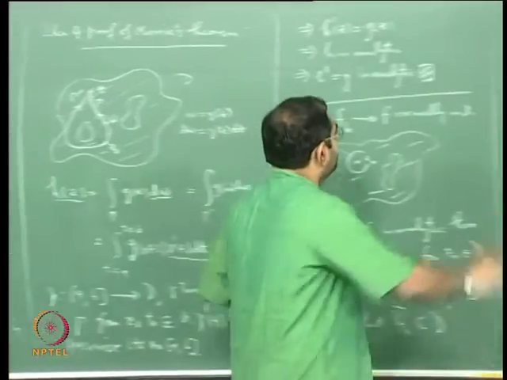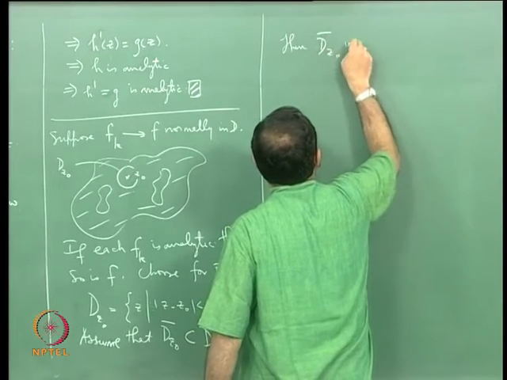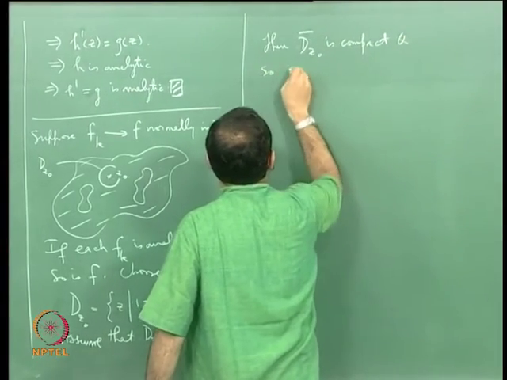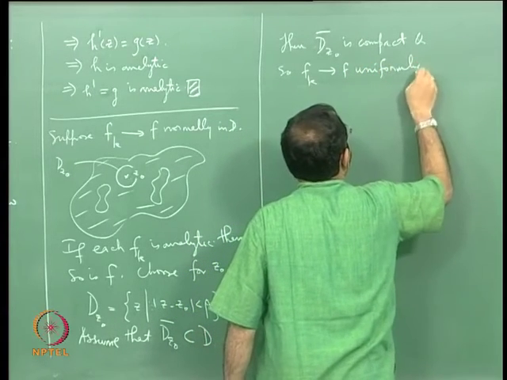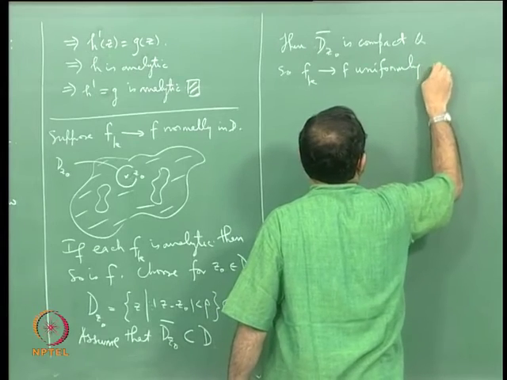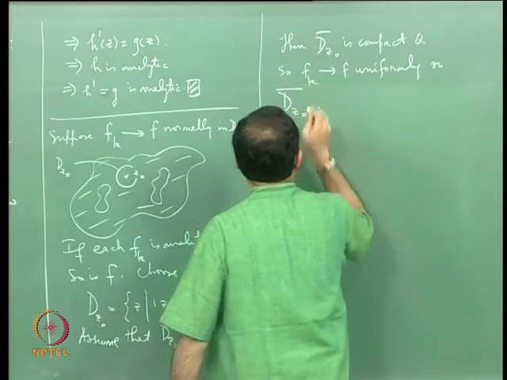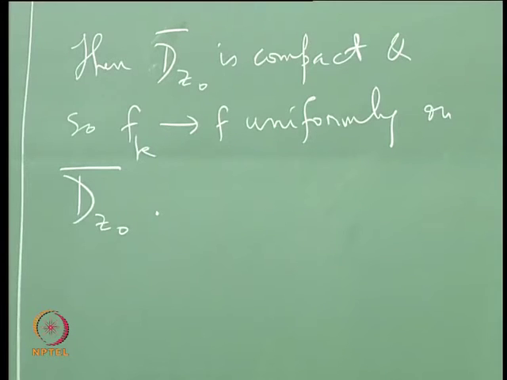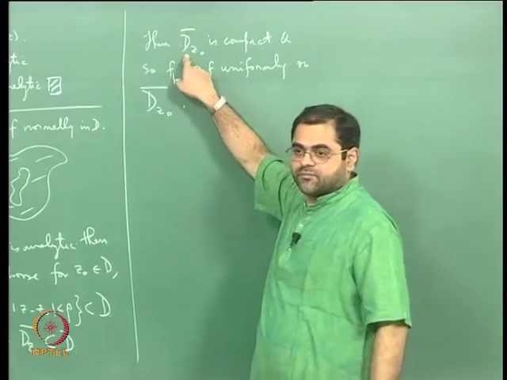Okay, then you see, D(z0) bar is compact, and so f_k converges to f uniformly on D(z0). There is uniform convergence, because that's what normal convergence means. It means uniform convergence on compact subsets. And let me remind you, a compact set is something that's closed and bounded. When I take a closure of this disk, it is of course closed and bounded.